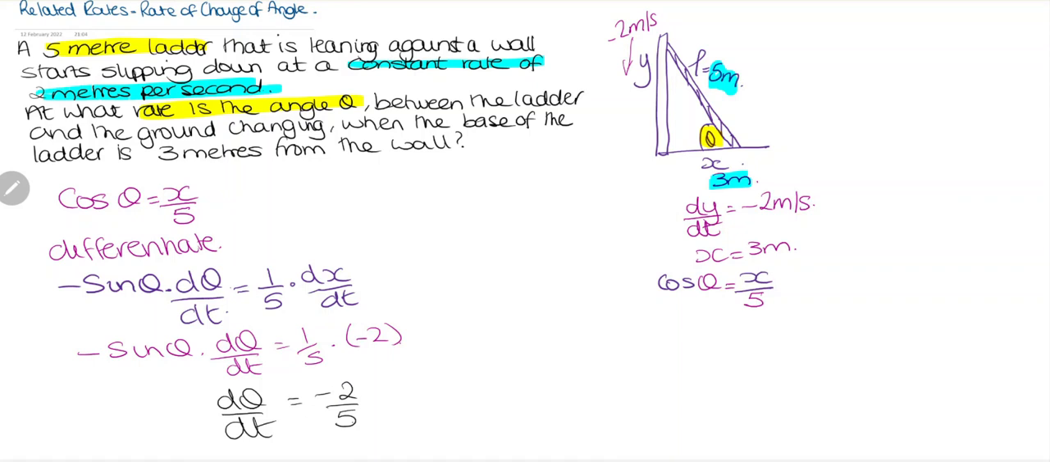And our angle, so we have sine. So sine of theta is going to be, on our triangle, if we work out our missing side, we could use Pythagoras, or we may know that a special triangle is a 3, 4, 5 triangle. So that means y is going to be 4. So sine is going to be 4/5.